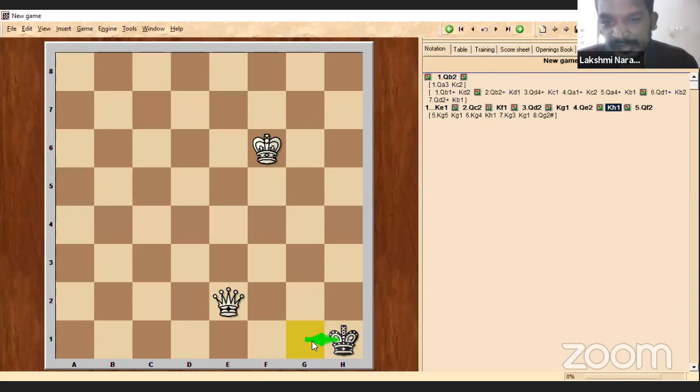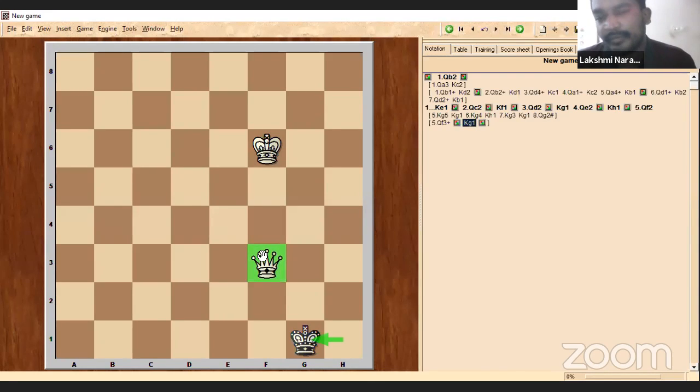Okay, now there is one important position which you must understand in order to mate here. Normally, if we play queen to f3 check here, white has made the move, black has made king to g1. Now, after black made king to g1, it is white's turn to move. So in order to win, this position is the most important position. Okay, so now it is white's turn to move.